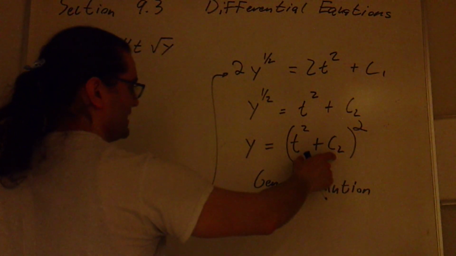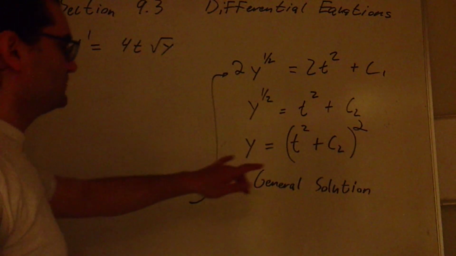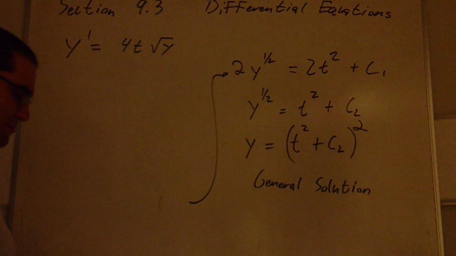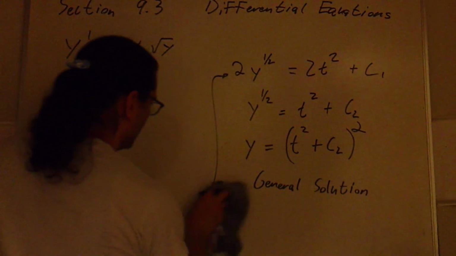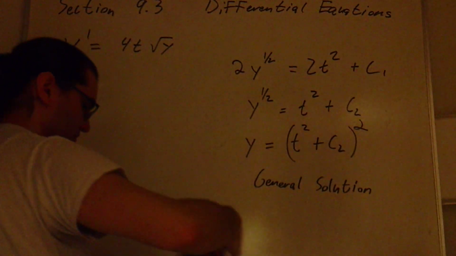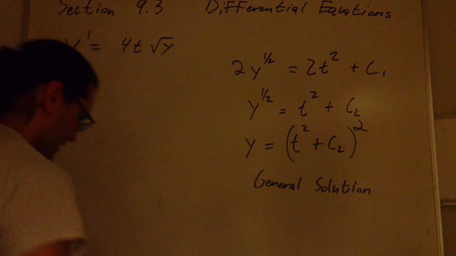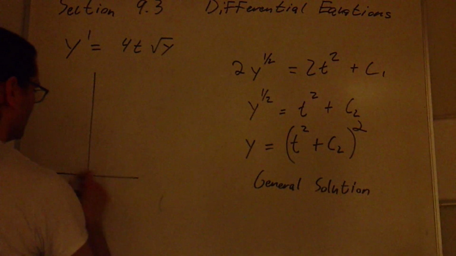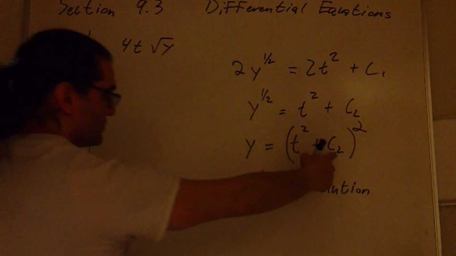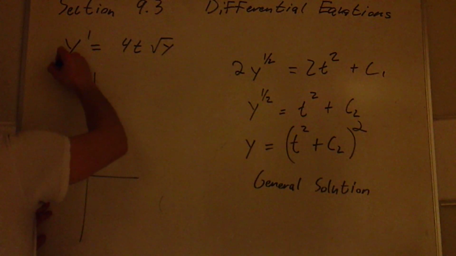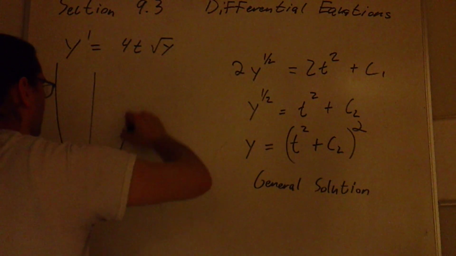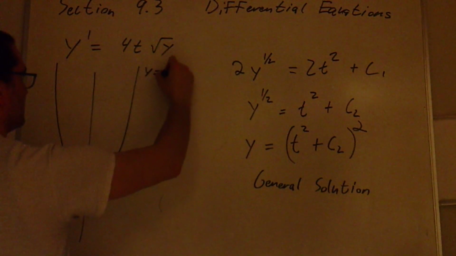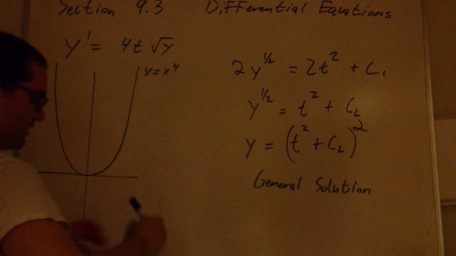Depending on what c is, this function is going to sort of just be in different places. For example, if c2 is 0, this function looks like y equals x to the 4th, which kind of looks like this. Or t to the 4th, I should say.